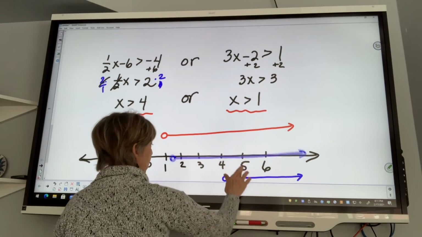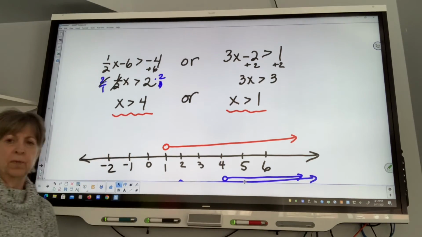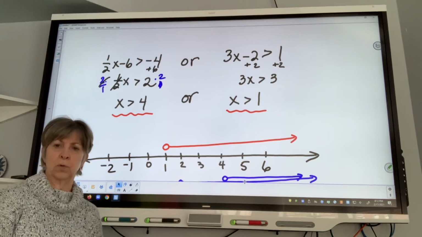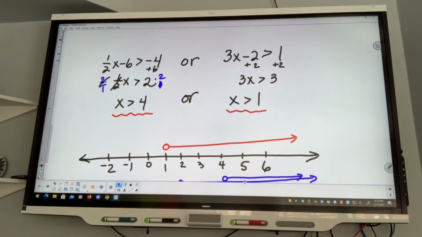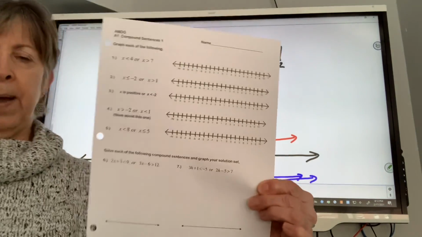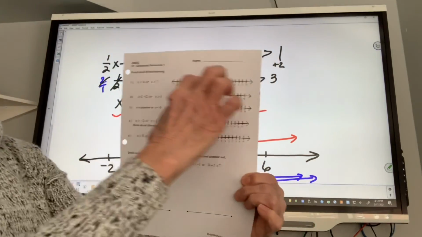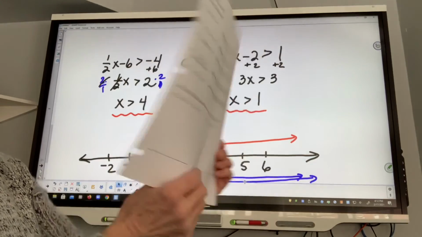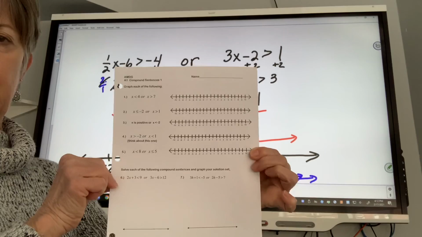So we would get rid of these, and my final answer would be anything greater than 1 in this case when the arrows are going both ways. Okay, so that should be enough for you to get started on this assignment called Compound Sentences 1. On the top part, you're just going to graph, and then on these two and on the back, you're going to solve and then graph.